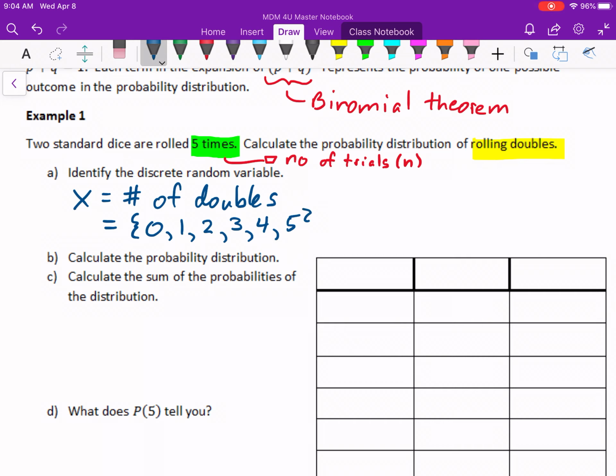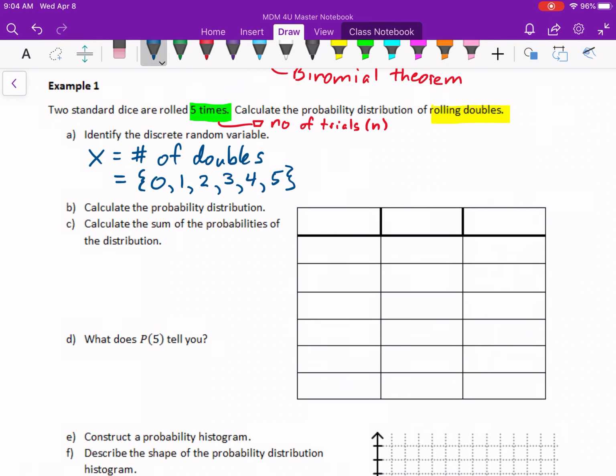Why do I stop at 5? Well, because I'm only rolling the dice 5 times. If I roll a pair of dice 5 times, it's highly unlikely I'm going to get 6 pairs of doubles. Something funny is going on. So it could be anywhere from 0 to 5 pairs of doubles that I can roll. So those are my outcomes, and that's x. Let's go ahead and put that in here. That's my random variable: 0, 1, 2, 3, 4, 5. This table is already set up with enough rows to fill that in.